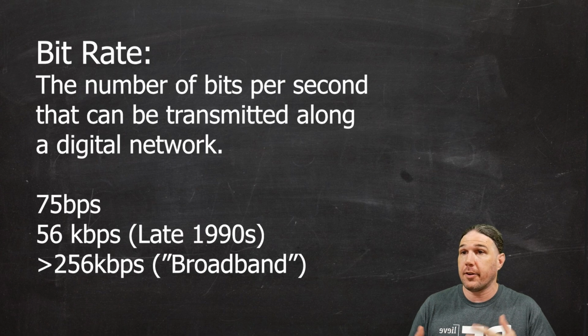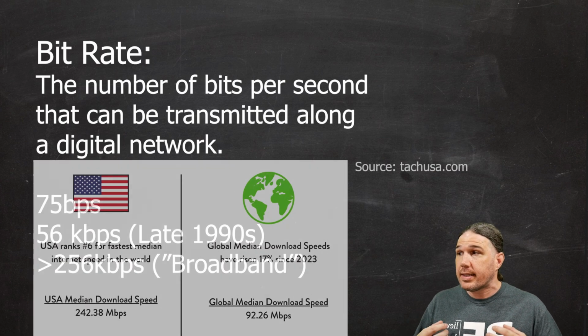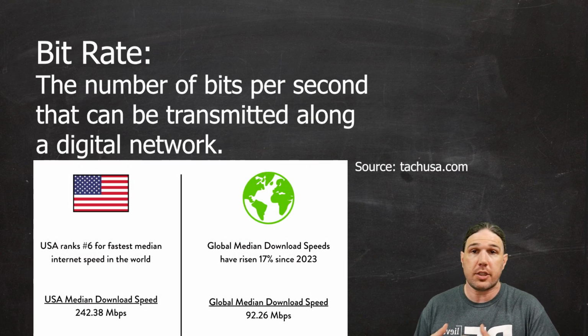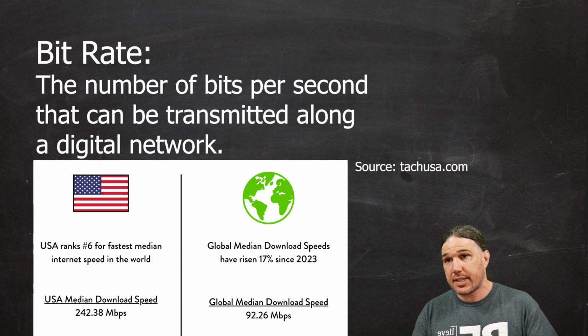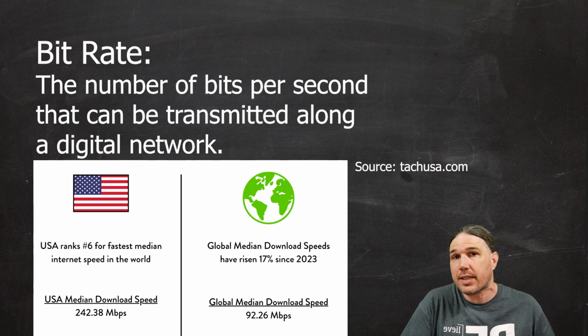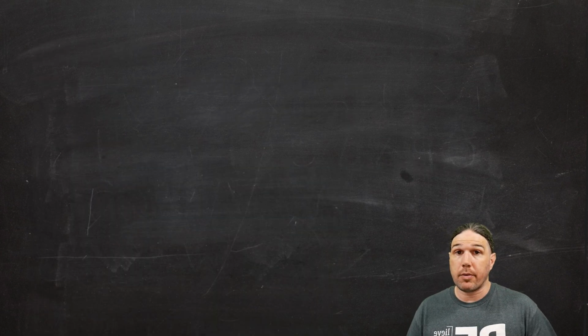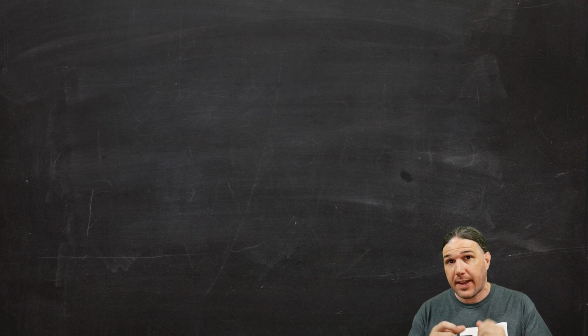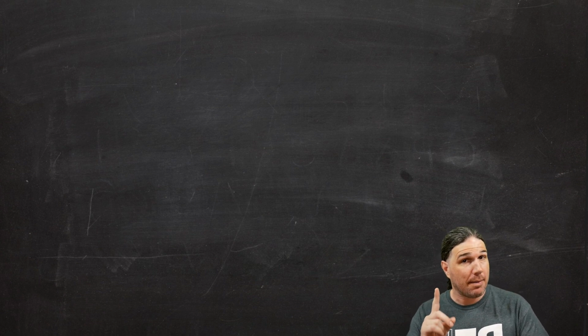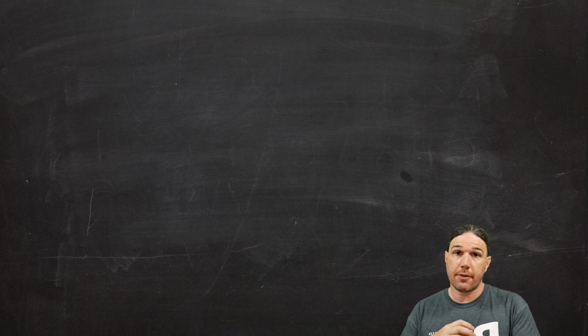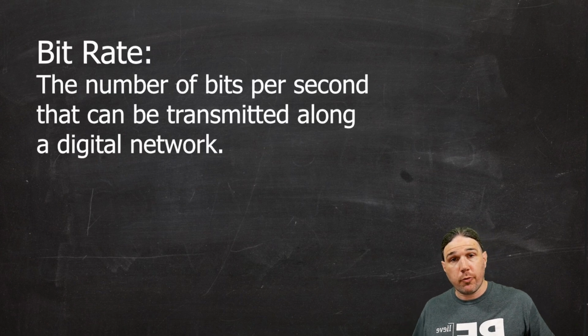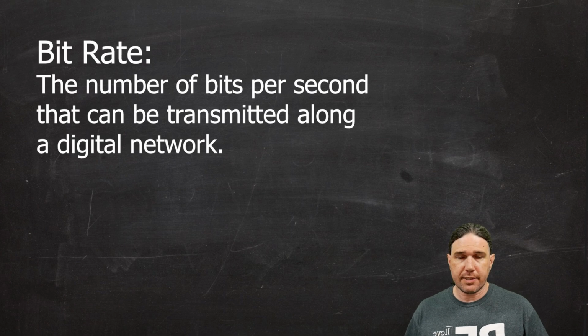In fact, here in the United States, the median download speed is 242-ish megabits per second, so 240 million plus bits every second. Now, not everyone in the world or even everyone in the United States actually gets to take advantage of that high-speed internet, but that, my friends, is a conversation for another video. So, bit rate is how many bits per second are being transmitted and received.